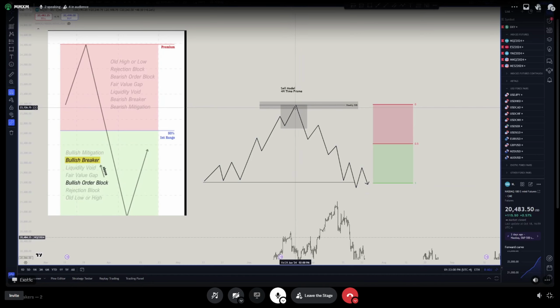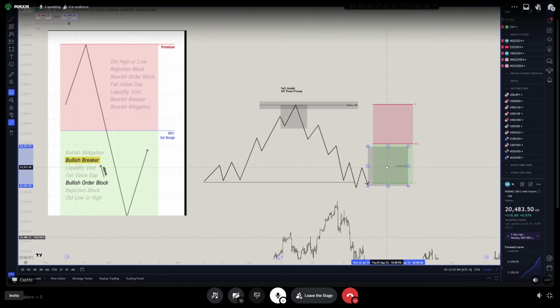You're supposed to have your high, low get put in place here. You're supposed to have your rejection block get put in place, then your bearish order block, then your bearish fair value gap, then your bearish liquidity void here, your bearish breaker, and your bearish mitigation is all supposed to form in this part right here in the premium section for the sell model here.